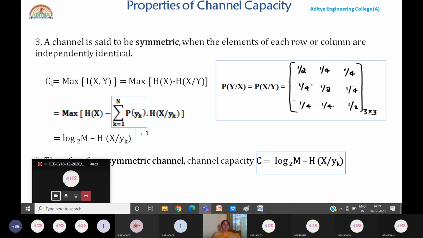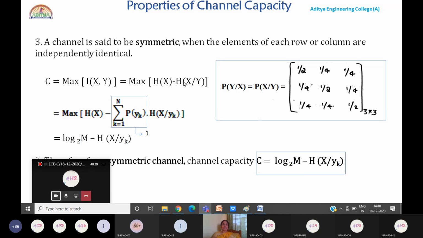Good. Next, let us calculate the channel capacity C. What is the definition for channel capacity? It is the maximum of I of xy. Already we know that channel capacity is the maximum of I of xy. So it is equal to maximum of H of x minus H of x by y. So maximum of H of x minus, what is H of x by y?